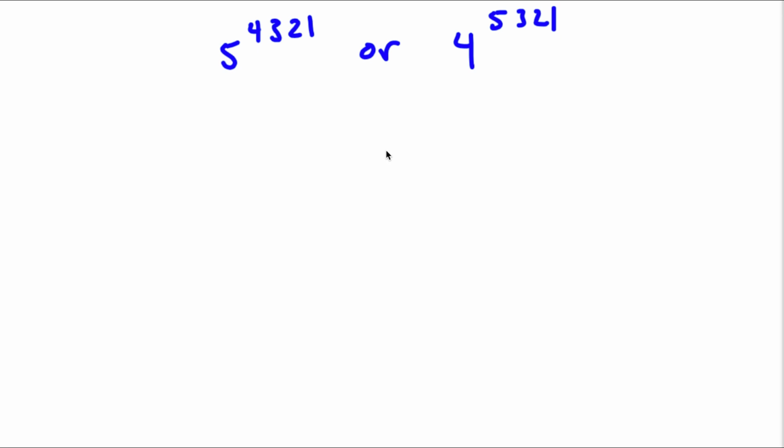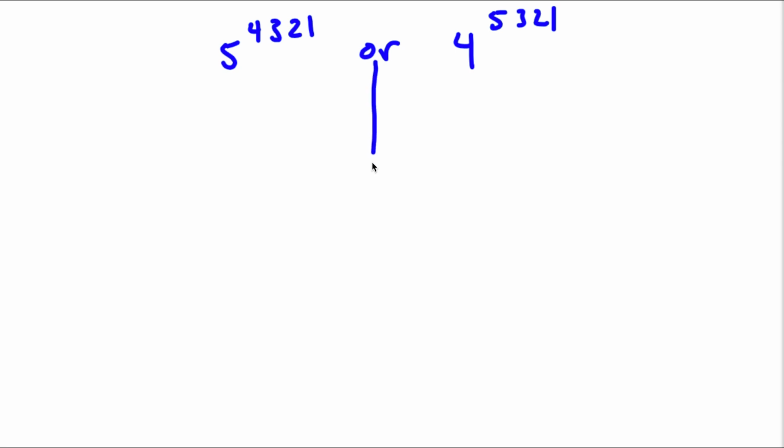In today's video, I'm going to be teaching you guys how to find out which one is better out of these two. So we have 5 to the power of 4,321, or we have 4 to the power of 5,321. And make sure to stay until the end of the video where I have a bonus problem that is similar to this one, which you guys can try to solve.